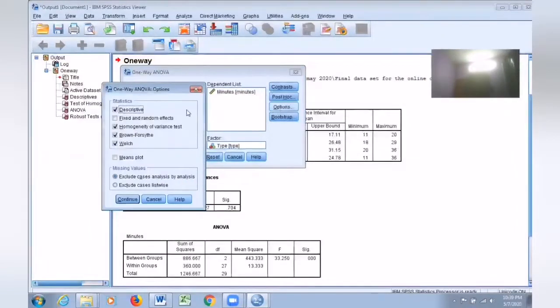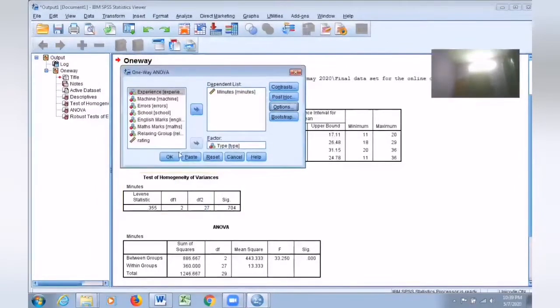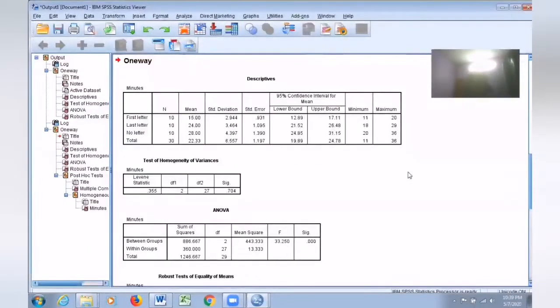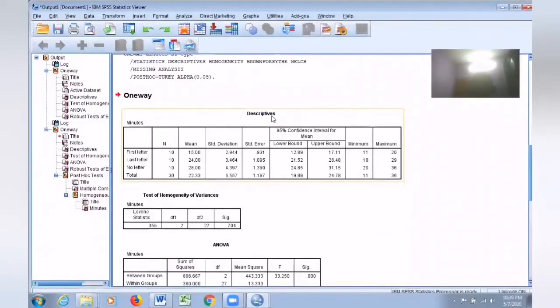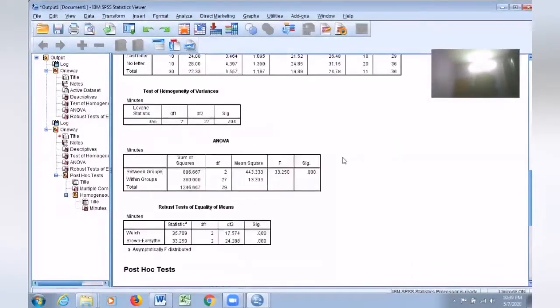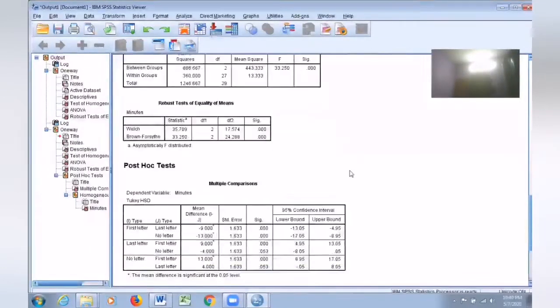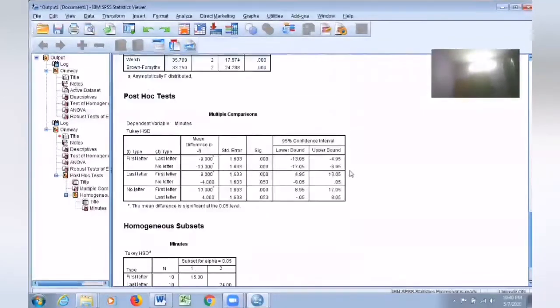That means options I selected descriptive, homogeneity of variance, Brown-Forsythe, and Welch. Continue and then OK. So same test, same variables. I added one more option by name, post hoc. Let us see the result now. Descriptive table, homogeneity of variance. ANOVA says that there is a difference, but we wanted to find out between which 2 groups there is a difference. So here you can see the result, post hoc test.